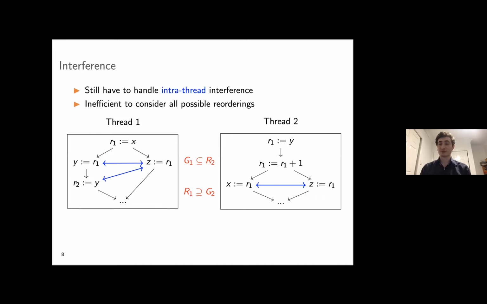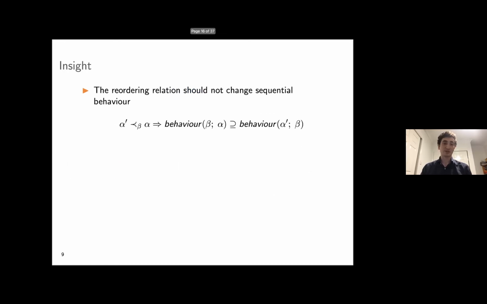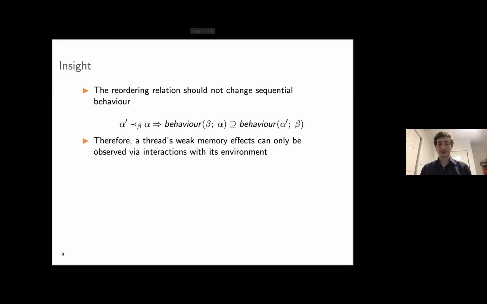There's still the problem of intra-thread interference. One approach here would be to consider all reorderings. But this would be inefficient, similar to considering all interleavings in a concurrent system. So instead, we build on our insight. The reordering relations are generally defined such that they preserve the sequential behavior of a thread. So a thread should not be able to observe the effects of its own reordering. The only way they could actually be observed is via some interaction with its environment.